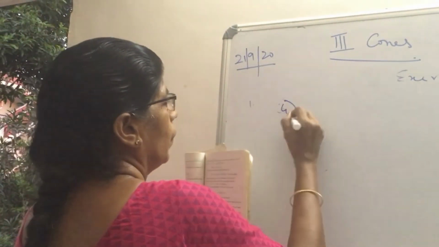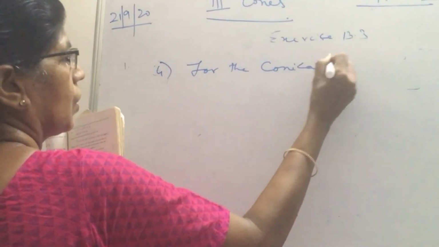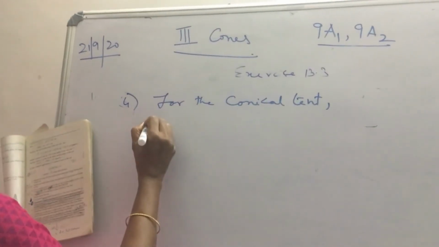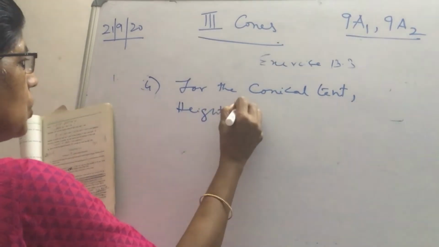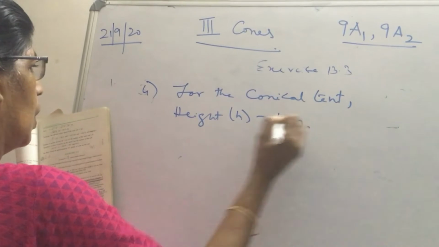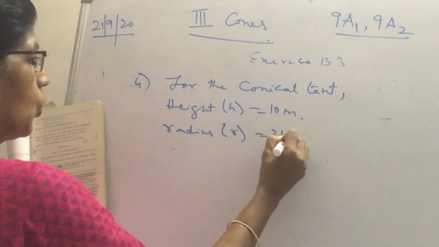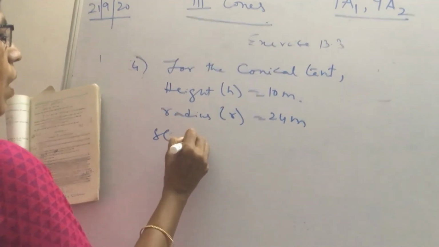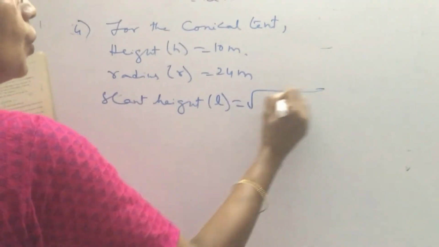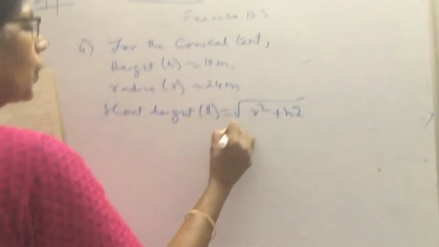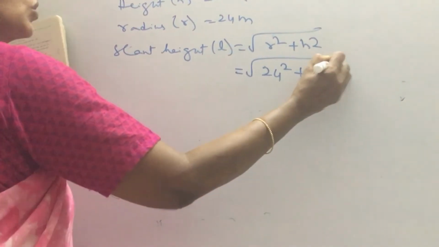Slant height is taken as L, which is equal to root of r square plus h square. For the conical tent, that means it is a circus tent. Height h is how much? 10 meters. Radius R is how much? The radius R is equal to 24 meters. Slant height L is how much? Root of R square plus H square. Root of 24 square plus 10 square.